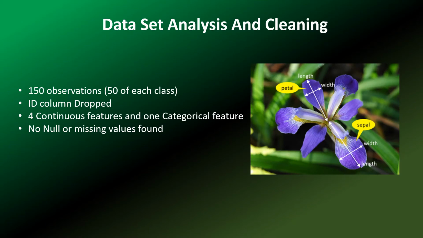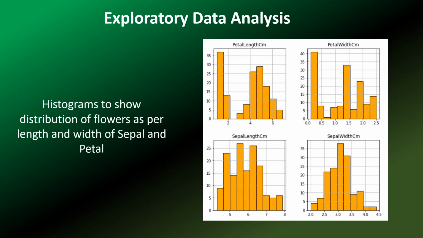First of all, we did some high level analysis on the dataset given to us, and then we did some cleaning on it. The dataset consisted of 150 observations, with 50 observations of each class of the flower. We had four continuous features and one categorical feature apart from the ID. The ID was not very useful for the analysis, so we dropped the ID column, and there were no null or missing values in the dataset, so we didn't need any further cleaning of the data. Next we move on to the EDA part of our dataset.